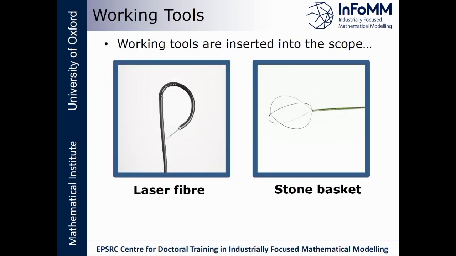As well as fluid flowing through this working channel, working tools are also introduced into this same channel that the fluid flows. And these working tools are either laser fibers or stone baskets, and they're used to obliterate the stone into lots of little fragments or to capture pieces of the stone and to bring them out.